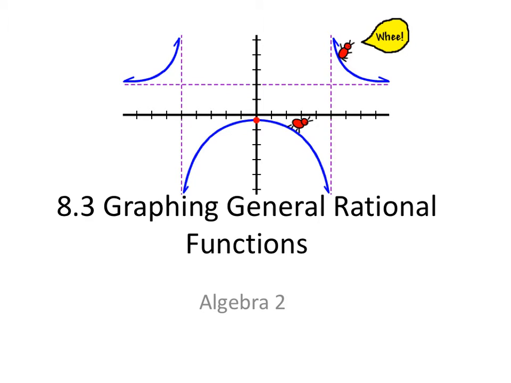Today we're going to look at 8.3, graphing general rational functions. This is a little bit more involved than what we were doing the last 2 days, but it's really similar. You can see an example of what we're going to graph above with the little ants sliding around.